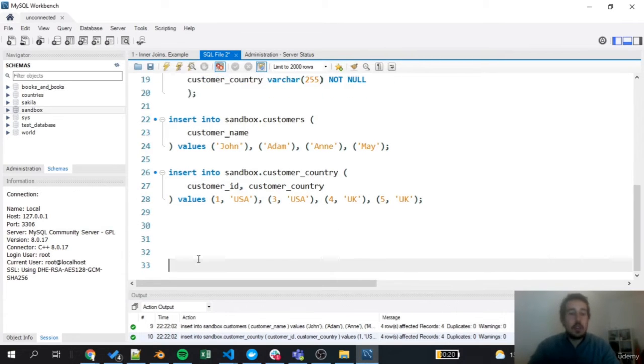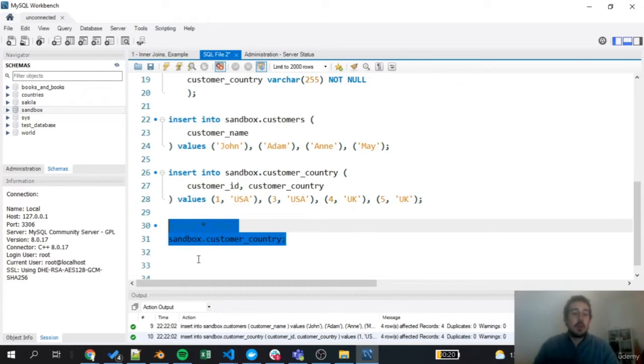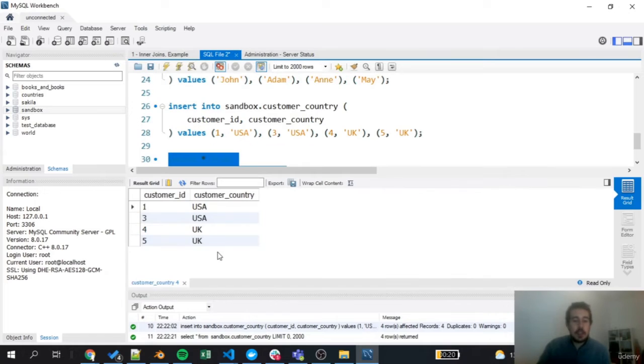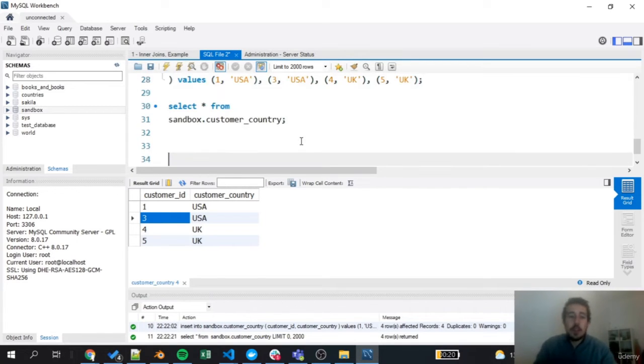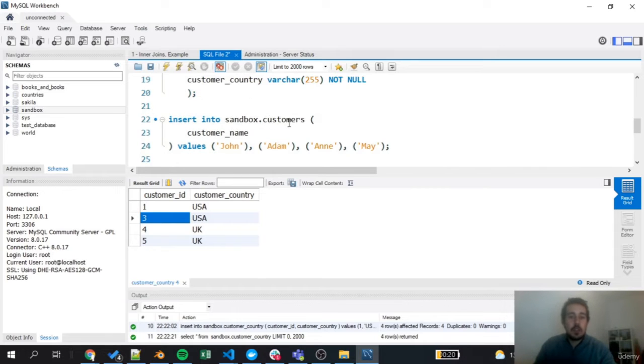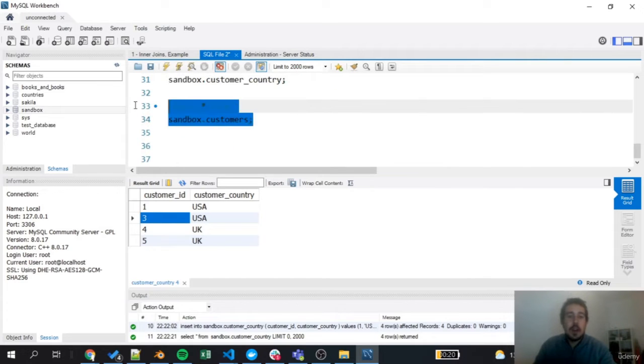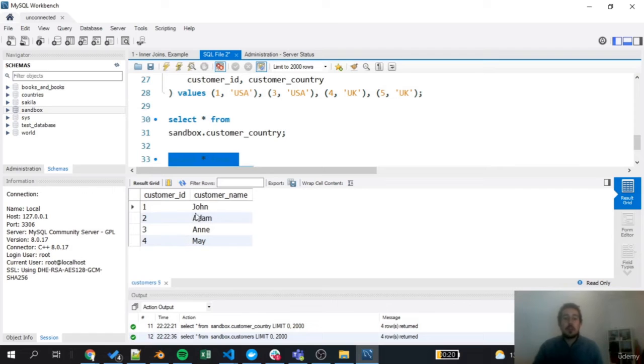I'll do select all from sandbox customer country, and let's see. What we have right here are customer IDs and the specific countries these customers are from. Let's imagine that these are arbitrary customers for our business. If I check the other one, which is sandbox customers, I have the ID of the customer and also the name of these customers. So I have 4 customers in my business: John, Adam, Anne, and May.